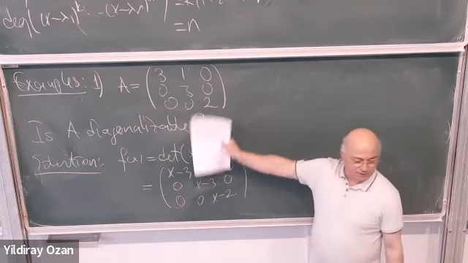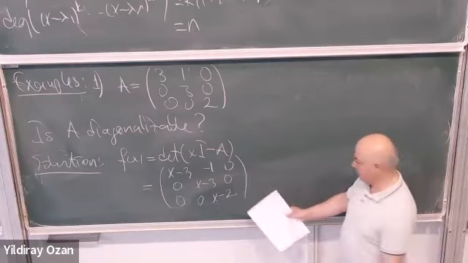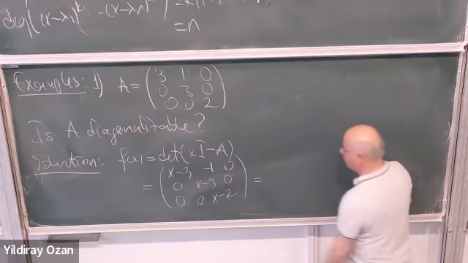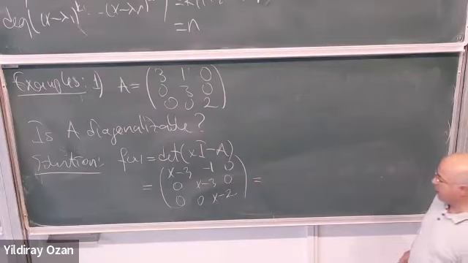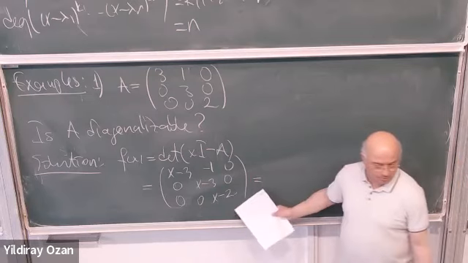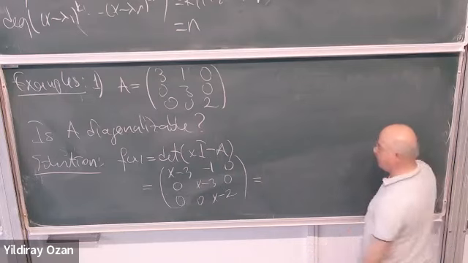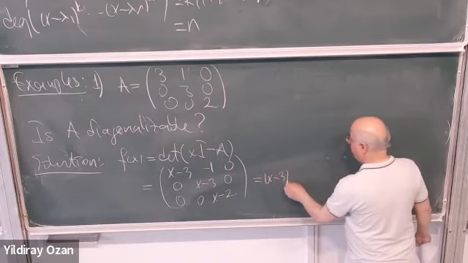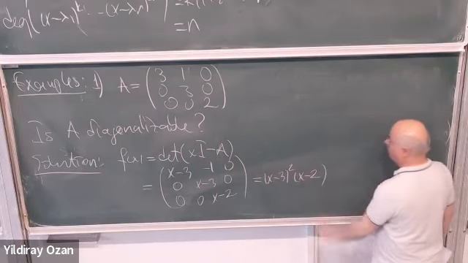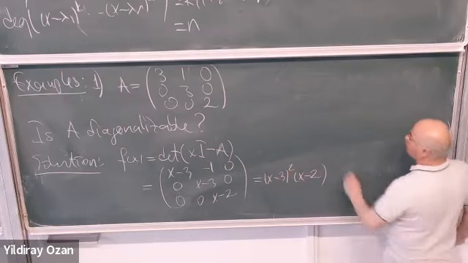My matrices are very simple ones, so it's easy to compute this determinant. Nedir determinant? Bu üçgen bir matris olduğuna göre determinant direkt değil mi? Diagonallerin çarpımı. Yani x minus 3 squared x minus 2. So I have two eigenvalues.